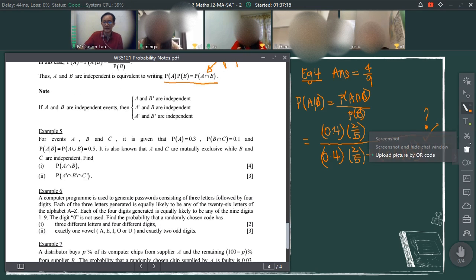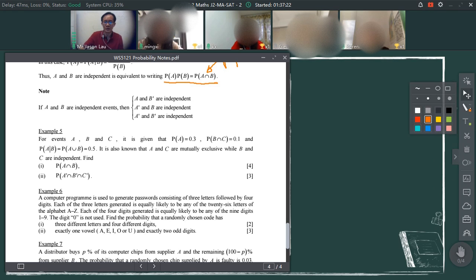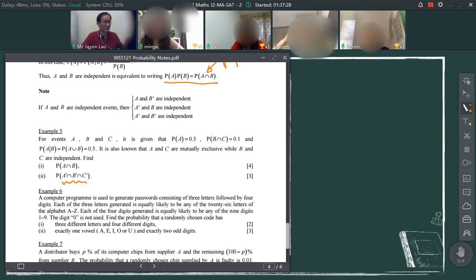Okay. Let's look at a quite common question. Have you all seen questions with the intersection of 3 events? Yeah, in your tutorial. Okay. Let's look at this example 5. Then you see whether we can do the question.